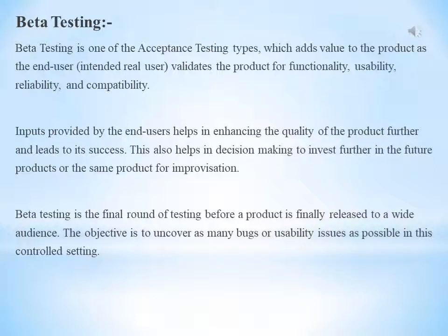Now we will discuss about the beta testing. Beta testing is one of the acceptance testing types, which adds value to the product as the end user validates the product of functionality, usability, reliability, and compatibility. It is the term used to describe the external testing process in which the software is sent out to a select group of potential customers who use it in a real-world environment.